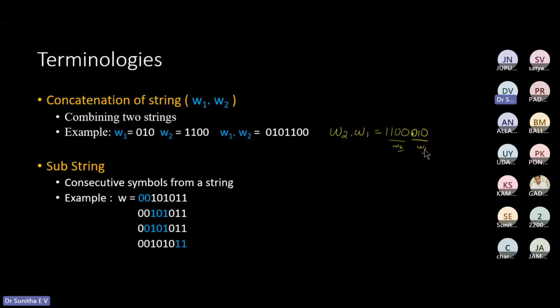Then substring. A substring is any portion of our string, or any consecutive symbols in your string. So in this string W, this 00 is a substring. These two consecutive characters can be taken as a substring. Then 101 can be taken as a substring. 0101 can be taken as a substring. Or 11. Any consecutive combination of the characters in a string can be taken as a substring. So 1010 can be taken as a substring. Any consecutive portions in your string are called substrings.